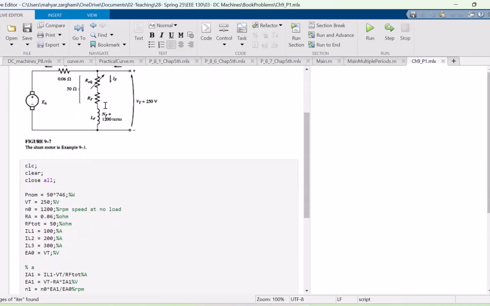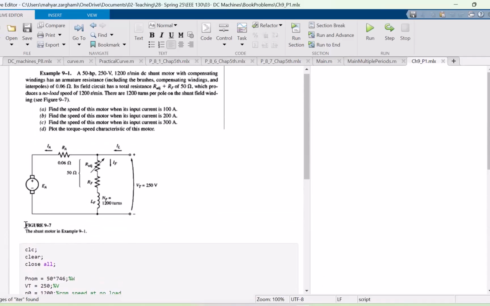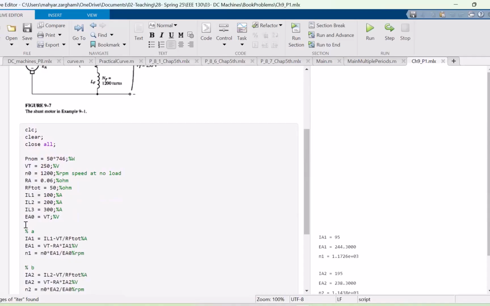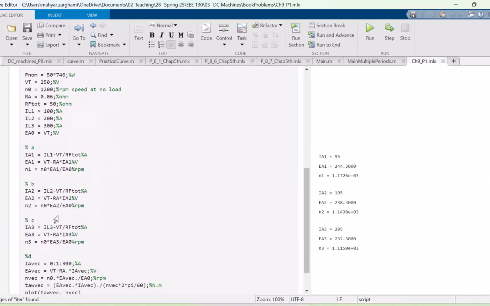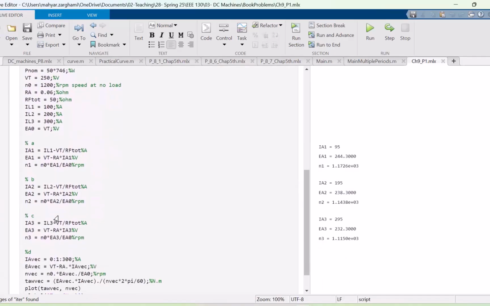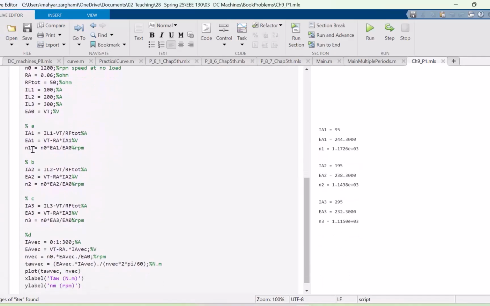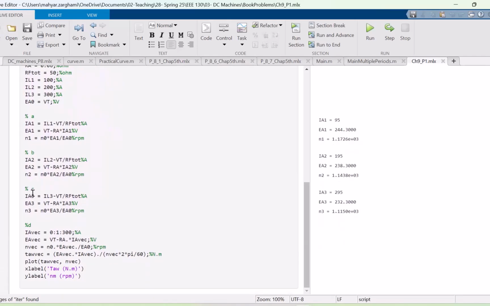So I'm just putting these: VT, N0, the speed at no load, RA, and RF total, which is the sum of RF plus R adjusted based on the problem statement. And these are the three different loading conditions of the machine, 100, 200, and 300. We know that EA0 is equal to VT, which means EA under no load conditions. So for part A, you can find IA, EA, and N, then IA, EA, N for the second case and third case.